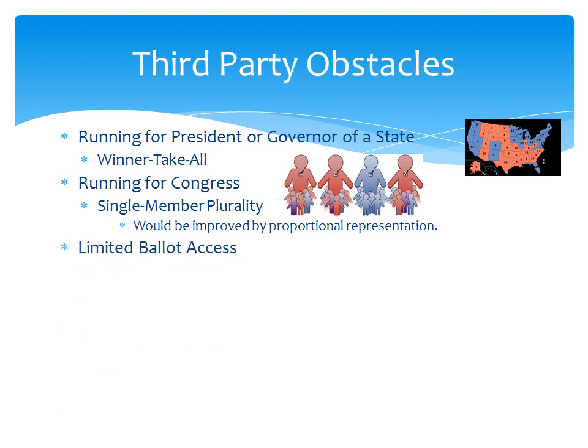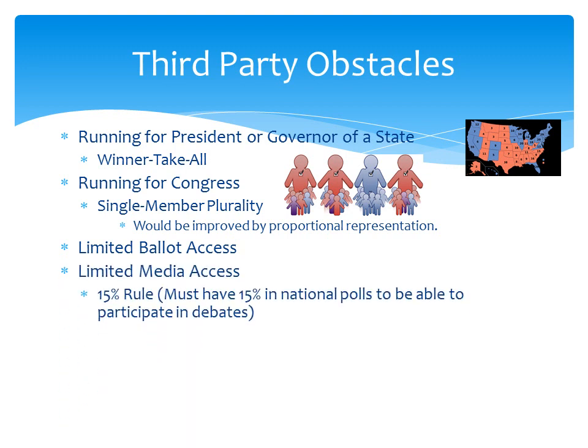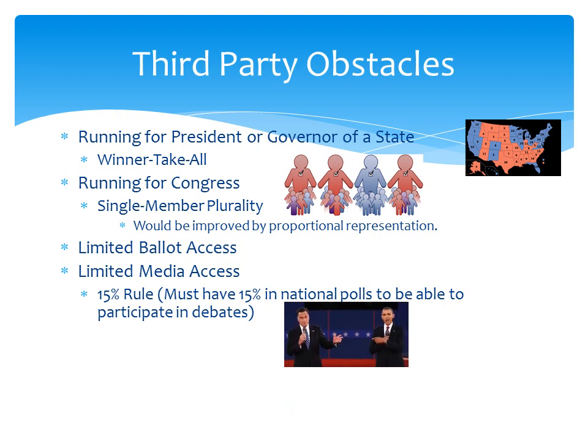The next is limited ballot access, as not every candidate is able to get their name printed on the ballot in each state. Limited media access also works against third-party candidates, as they must fit into the 15% rule, in which they must show that they are getting at least 15% of the popular vote in national polls to have any opportunity to participate in televised debates. And finally, they tend to receive a lot less campaign financing, as major PACs and interest groups doubt their ability to be able to pull off a victory.